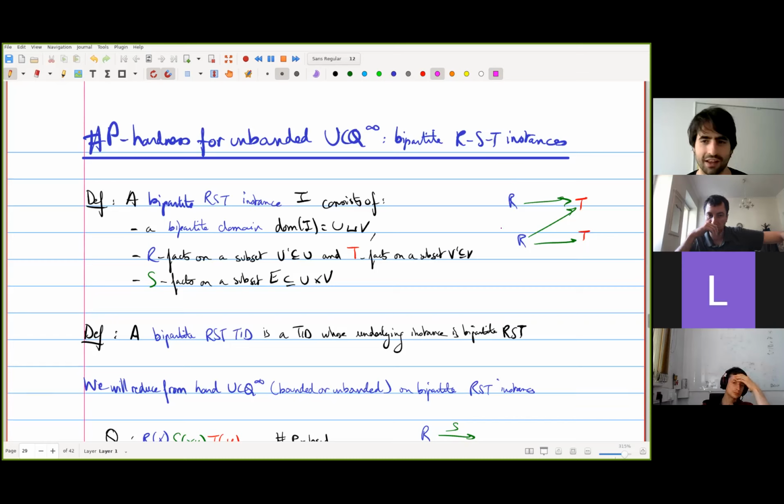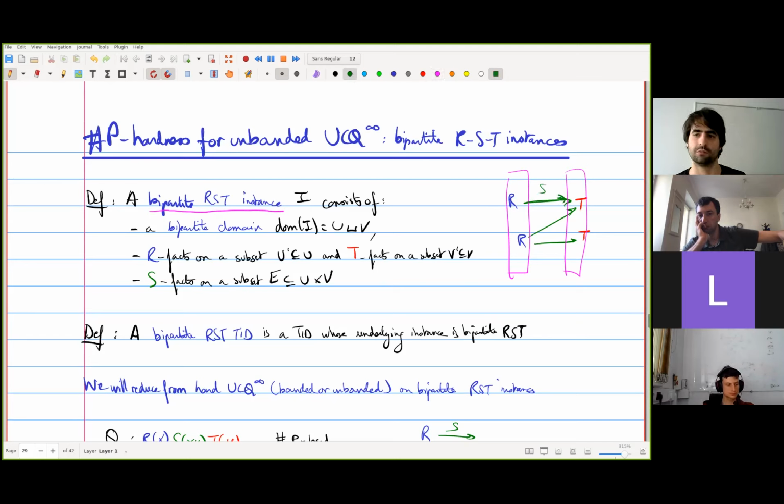And these are things we've been seeing a lot this afternoon, right? So a bipartite RST instance has a left domain and a right domain, and it has edges between the two. So the edges are like S facts intuitively. I have edges between the left and right, and I have some left vertices having an R fact and some right vertices having a T fact.